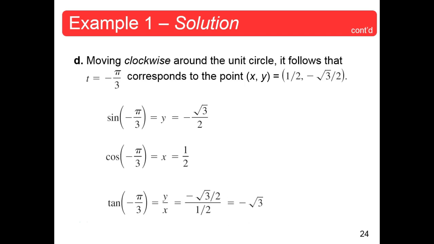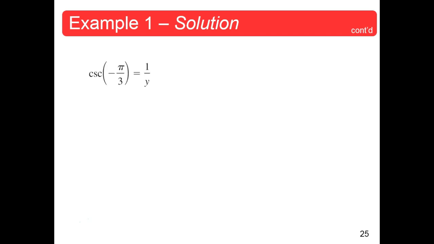Now we're going to jump up and do the cosecant next, 1 over y, which is negative 2 over root 3, which if we want to rationalize the denominator, is negative 2 root 3 over 3. Okay.